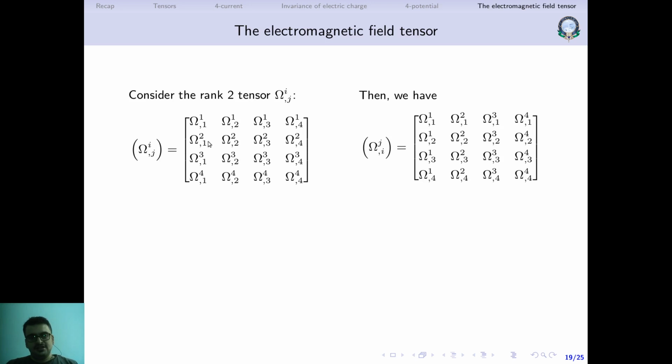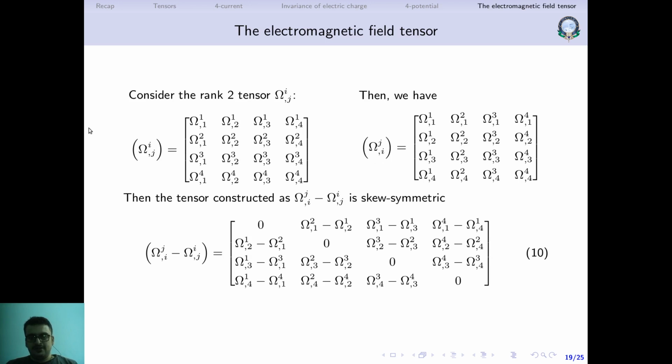Now what we'll do is we will transpose it. Instead of omega i comma j, we'll say omega j comma i. So it will be just this matrix; you just take a transpose over here. Now we take the difference, omega j comma i minus omega i comma j. This is going to be skew symmetric, because along the diagonal we have omega 1 comma 1, omega 2 comma 2, omega 3 comma 3, omega 4 comma 4. Same thing here. So when you subtract, the diagonal elements will go to 0.